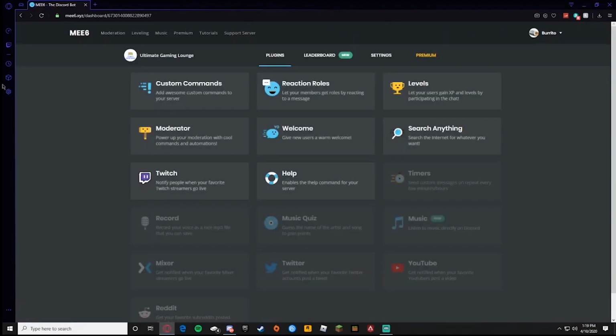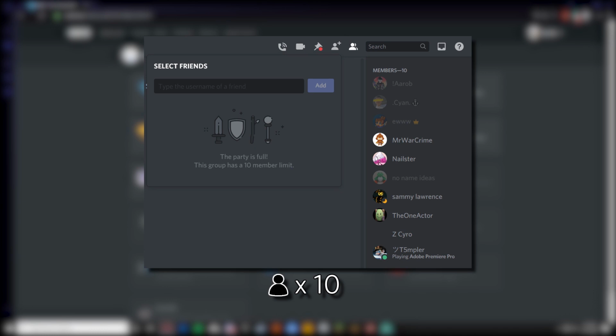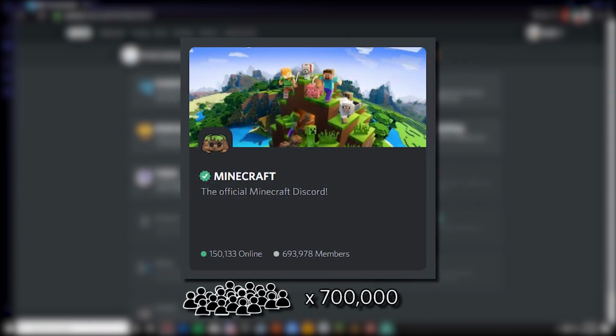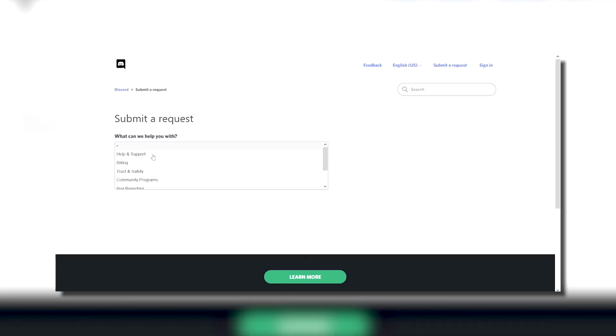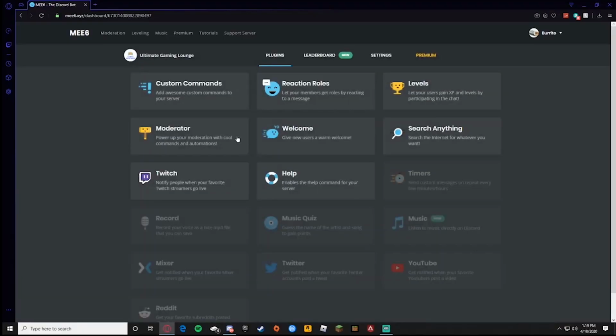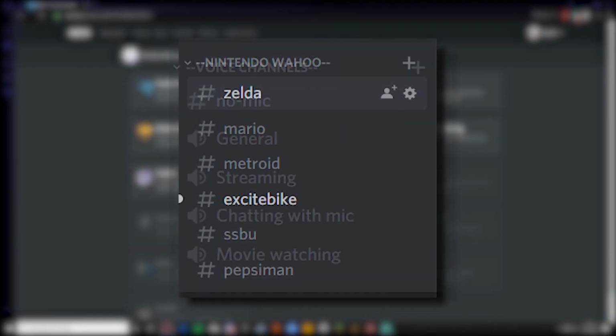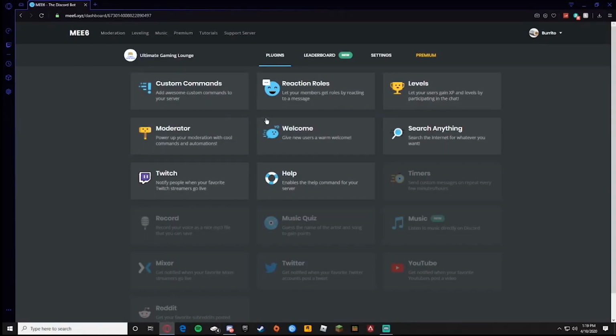Discord servers take up a large chunk of Discord because group chats only allow you to have up to 10 people, while for servers, you can have a server with over 700,000 people, and you can even send a request to Discord themselves asking them to increase this limit. There's a reason they're this high in popularity: you have more customizable options such as roles, channels, voice channels, and a lot more.